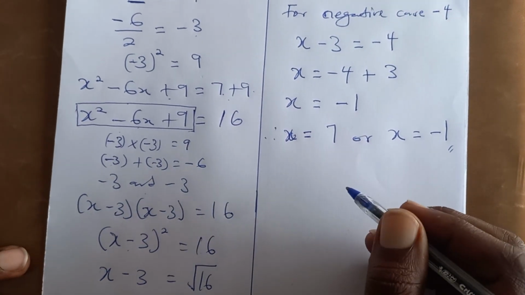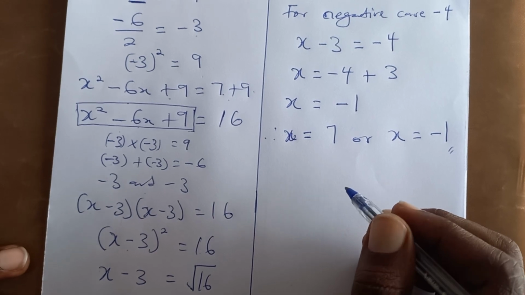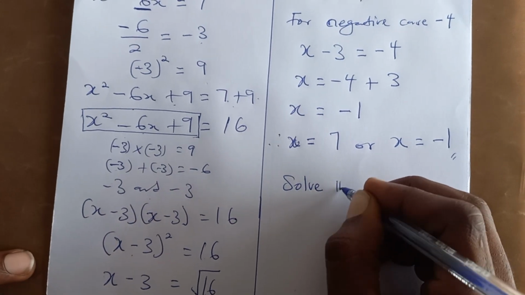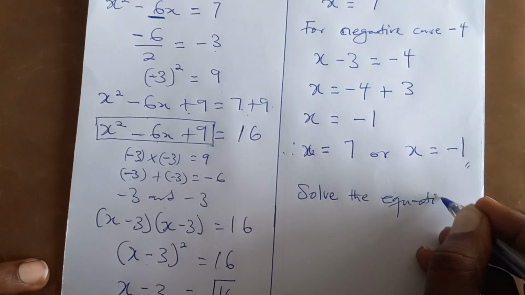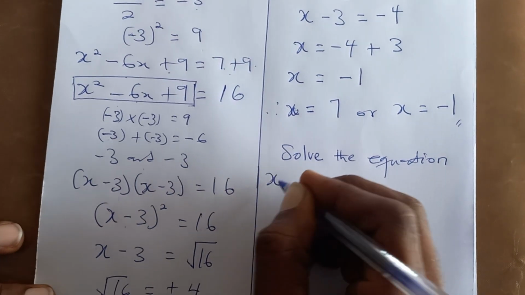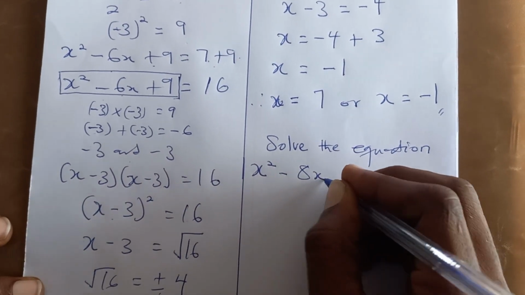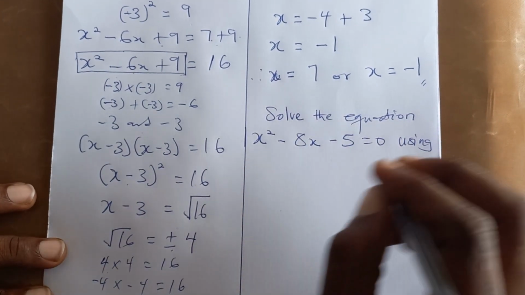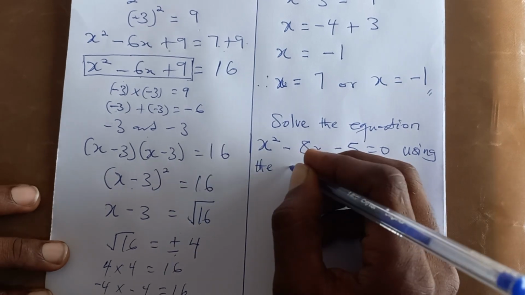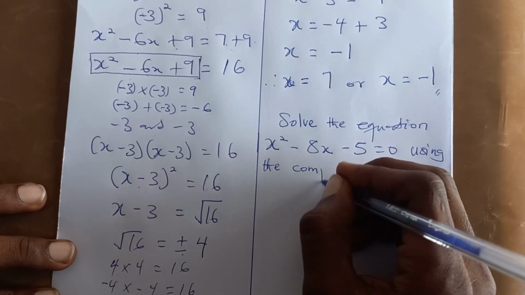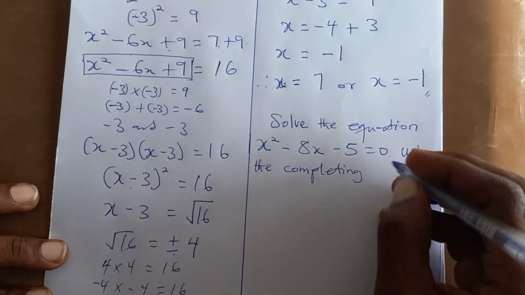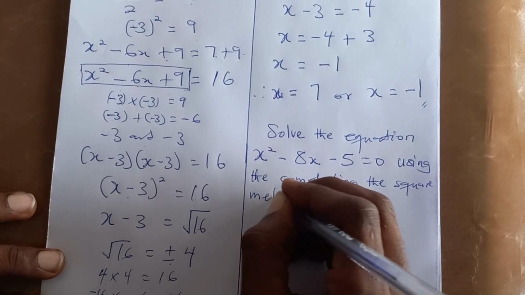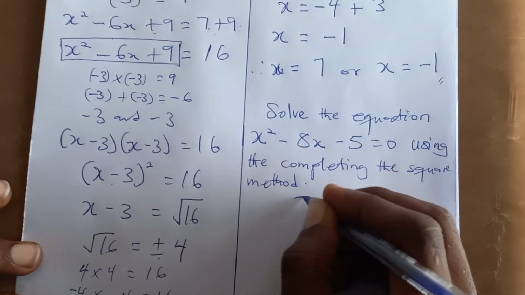Let me give you one so that you can try after watching this video. So your question is, solve the equation x squared minus 8x minus 5 is equal to 0 using the completing the square method. Good. So this is your question.